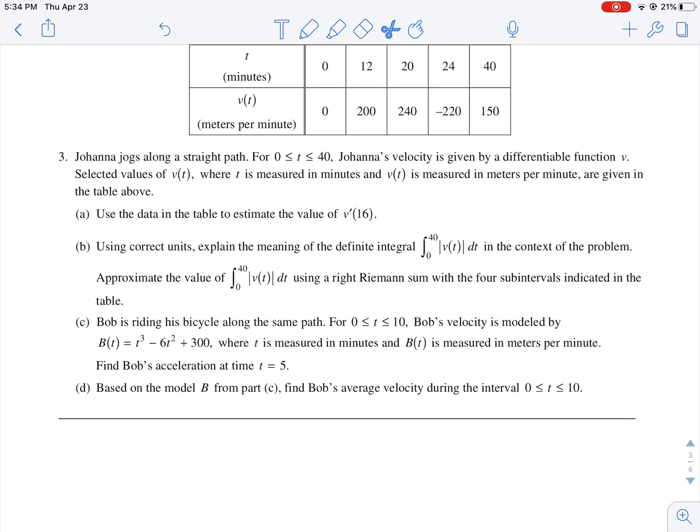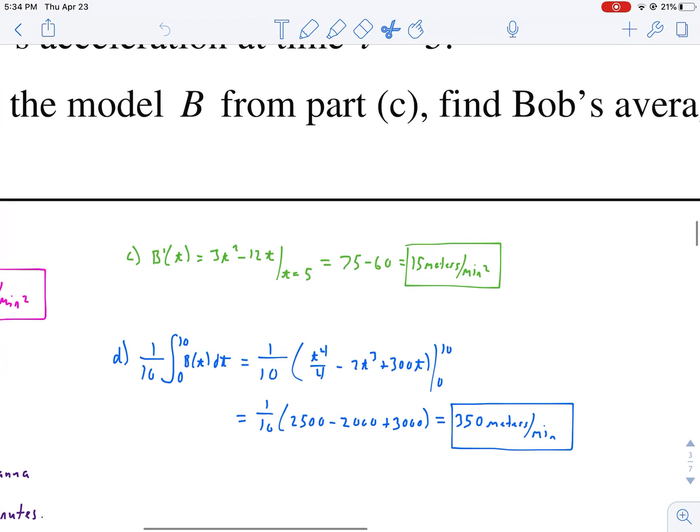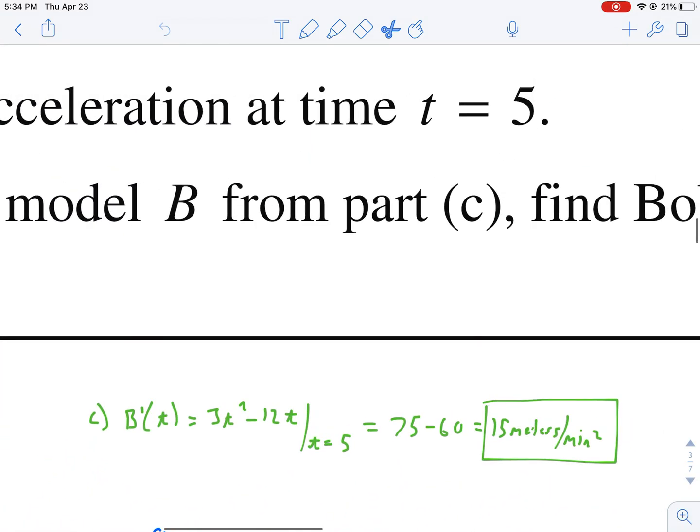Part C, Bob is riding a bike. He's got a velocity function. Find Bob's acceleration. So from a velocity function, acceleration is just the derivative with 5 plugged in. So there's the work for that.